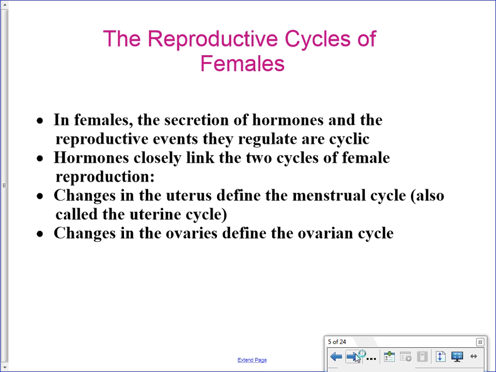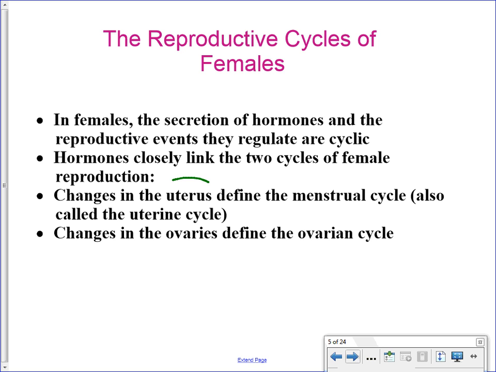And also the two female sex hormones, although they are also produced in males. The two sex hormones are estrogen and progesterone. So the secretion of those four hormones, FSH, LH, estrogen, and progesterone, are going to be regulating the reproductive cycles that we do have in females. So two different cycles that we are going to be discussing at the same time.